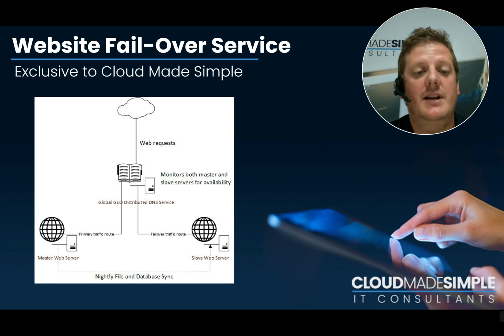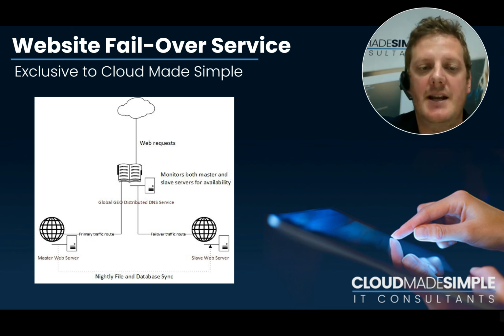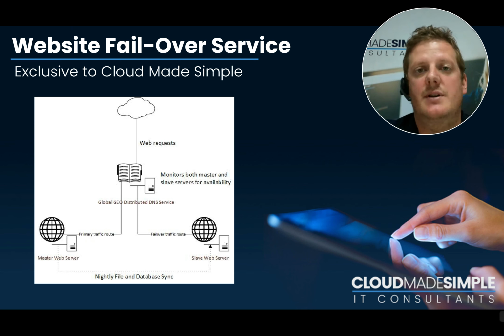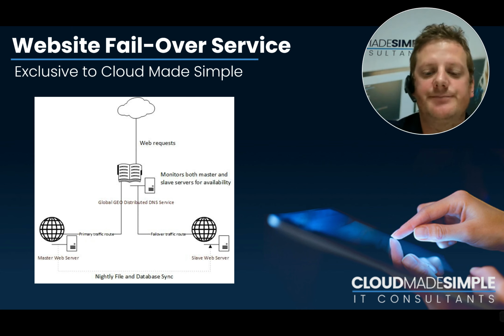We can see the primary traffic route down to the master web server on the left, that's where if everything is fine, all traffic will flow. But if for some reason that master server becomes unavailable, traffic's redirected down the failover traffic route and down to the slave web server. And down the bottom, you can see we have the nightly file and database synchronization to keep all updates and changes you make on that master site on the slave as well. So it's always the up-to-date version that's served.